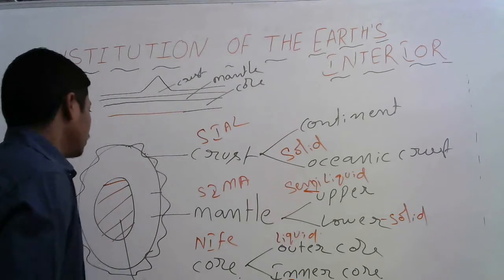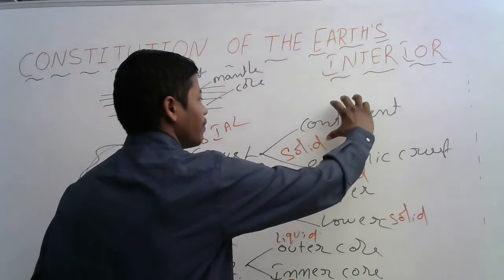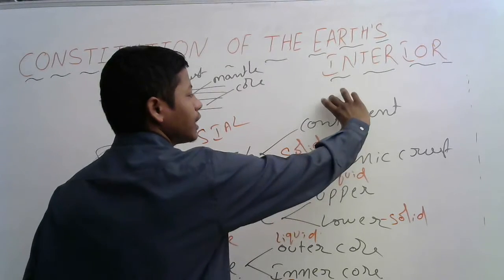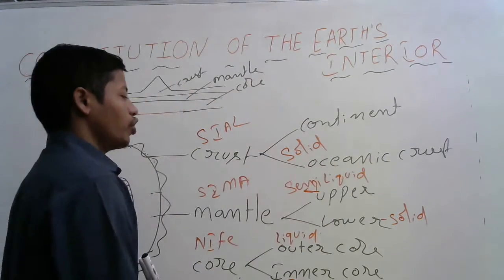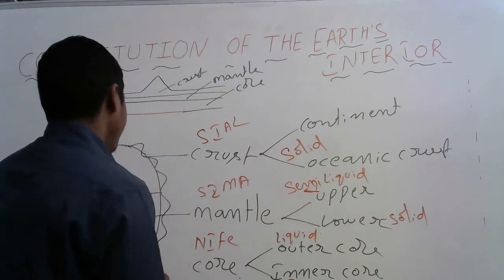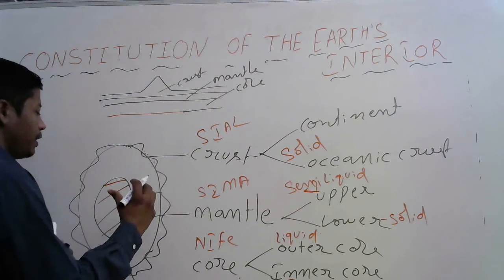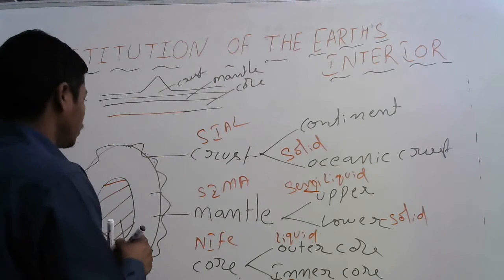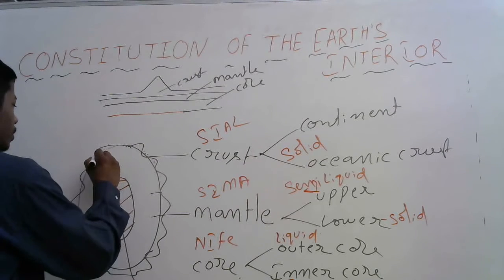Okay. The average width of the continent crust is 30 kilometers and oceanic crust is 5 kilometers. Okay, the cross section view of the earth structure.